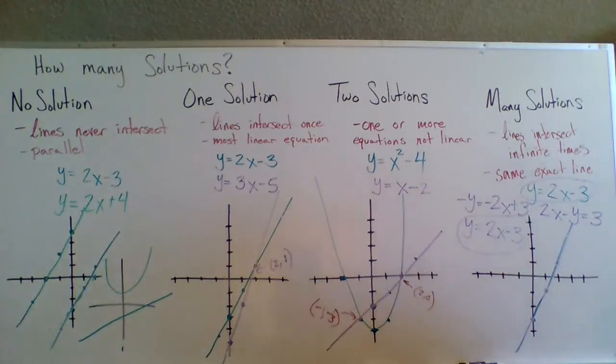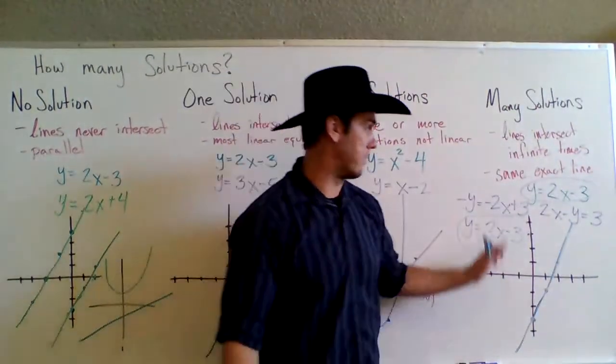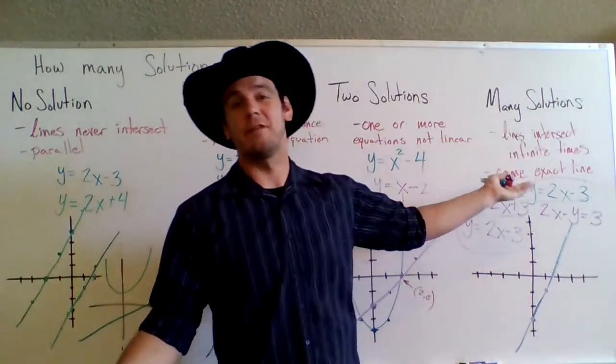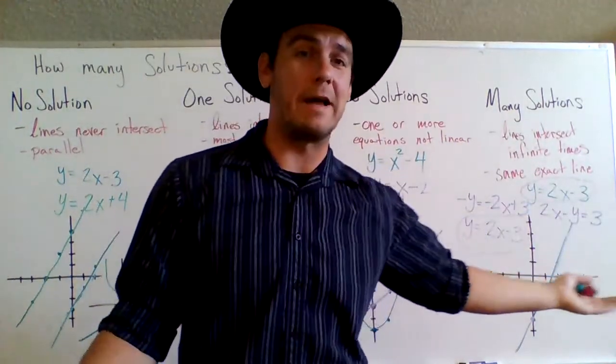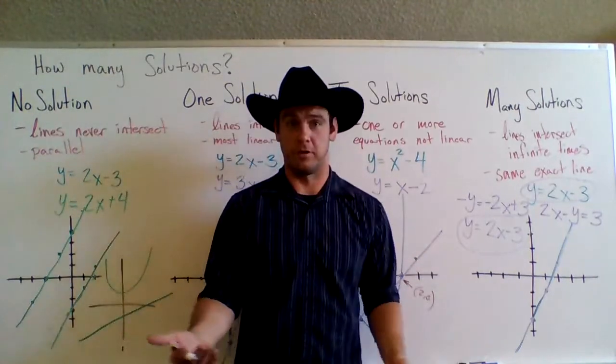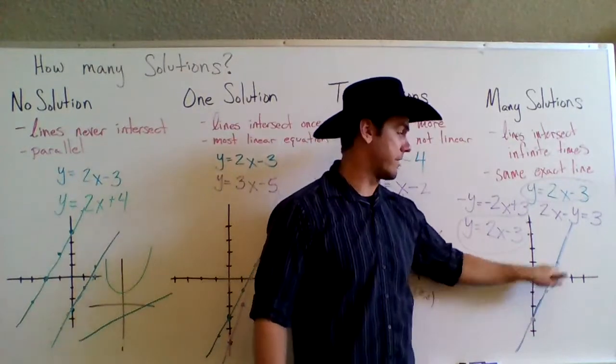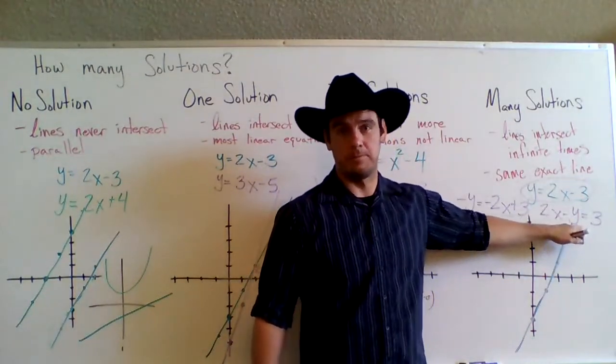Okay, but basically there are going to be infinitely many solutions. So you can just say many solutions, same as infinite solutions. It doesn't really matter. The biggest thing is you understand it's not all solutions. Every point on this line is a solution.